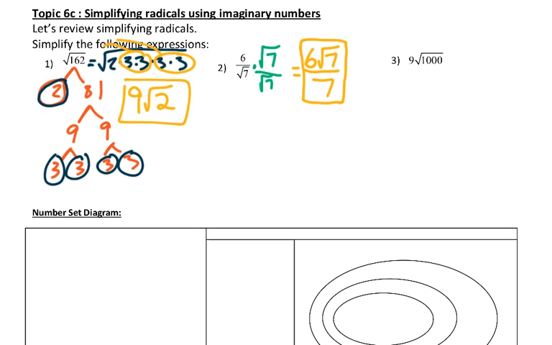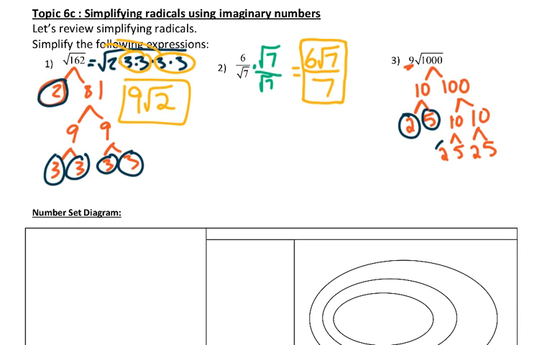Number 3 is just like number 1. So I start by just looking at the radical. The 9 we're going to just ignore for a minute. And I think 1,000 can be divided by 10 and 100. Neither of those are prime, so I keep going. 10 can be 2 and 5, and both of those are prime. And 100 can be 10 and 10, which can keep going to be 2 times 5 and 2 times 5, where all of those are prime.